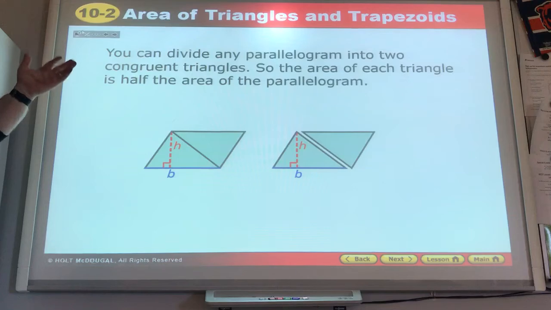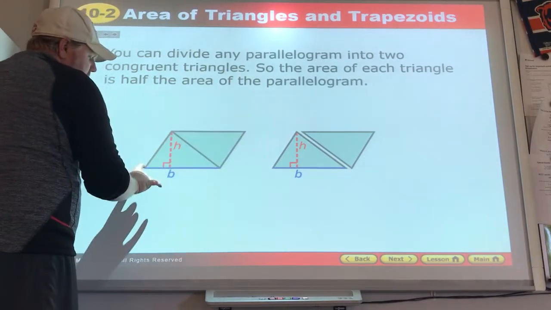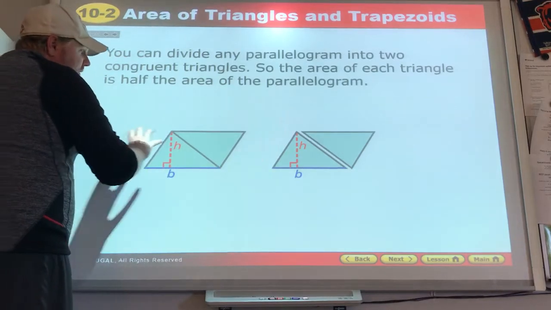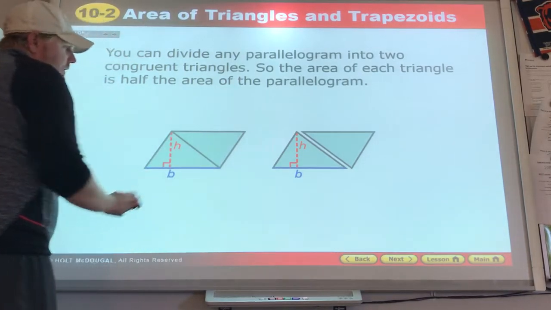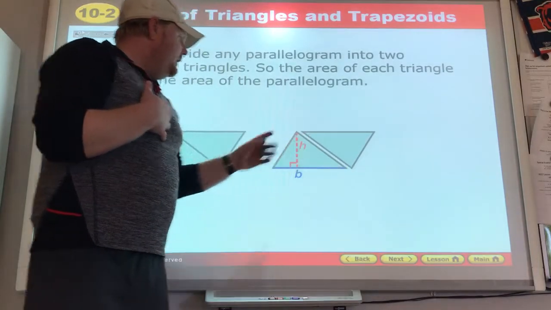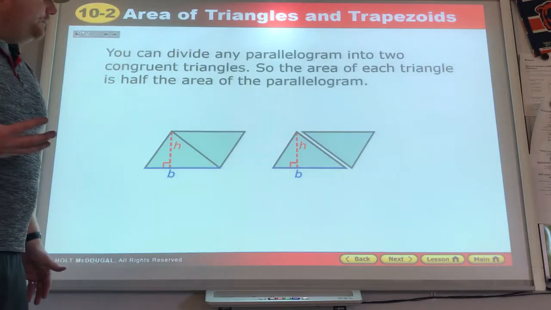Area of triangles and trapezoids. All right. You can divide any parallelogram into congruent triangles. So the area of each triangle is half the area of the parallelogram. Here's what they're saying. We know how to find the area for a parallelogram. Base times height. That'll give us the area for this whole figure. Do you see how they divided this parallelogram into 2 triangles that are exactly alike?